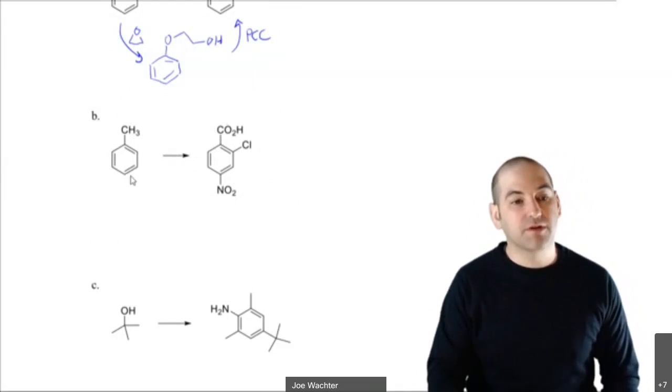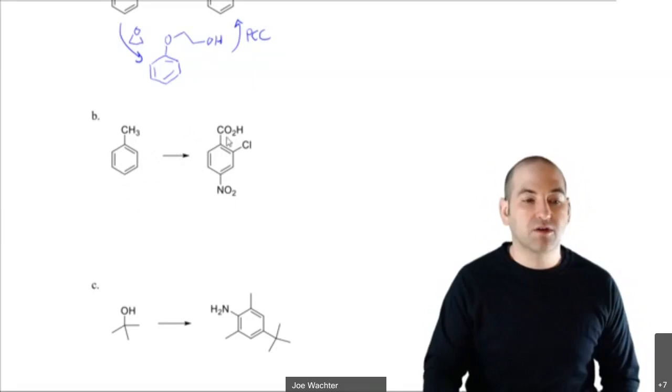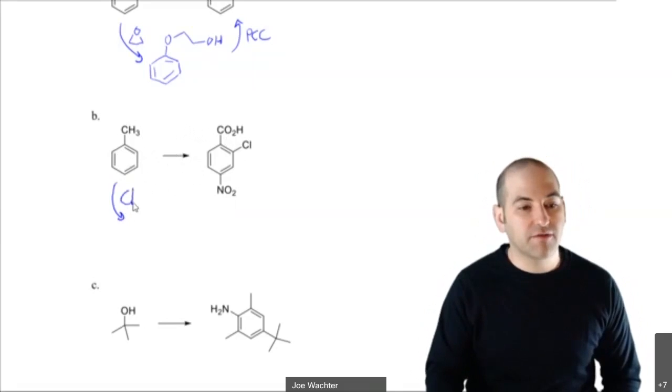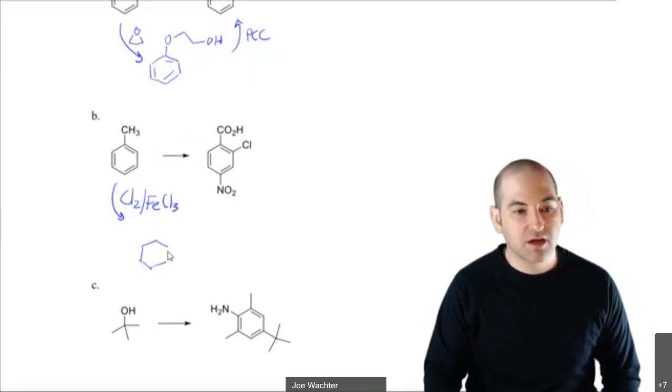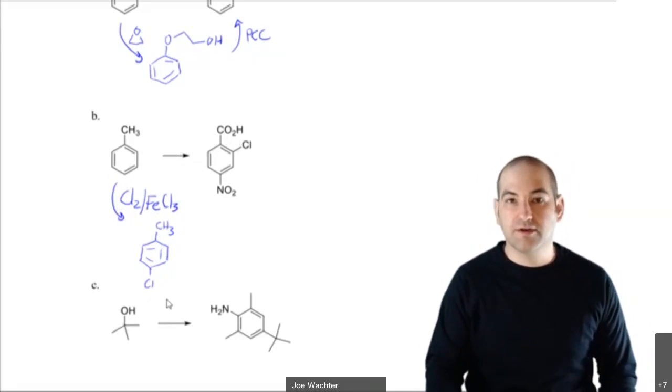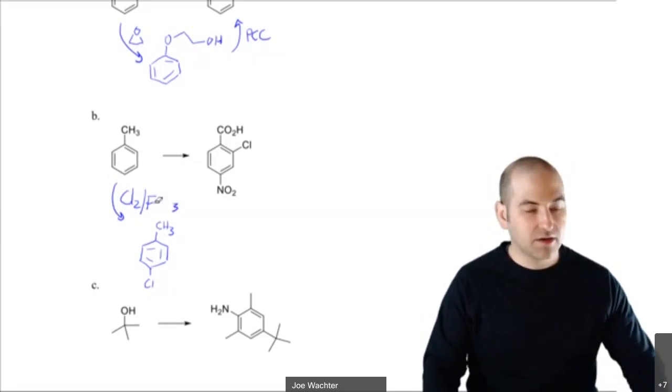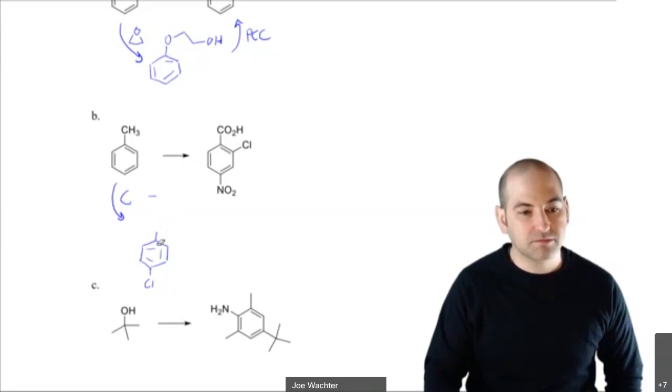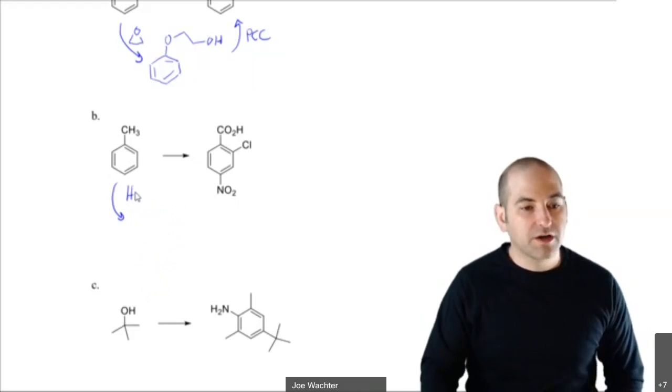So for instance, let's say, okay, I know this is an ortho-para director, so I'm going to add the Cl first and make that ortho. What's wrong with this? Well, the problem here is we know that the para position is favored by sterics. So the major product would not be the ortho-chlorotoluene, it would be the para-chlorotoluene. And that's not what we want. So that's not a good choice. A better choice is to do the nitration first.